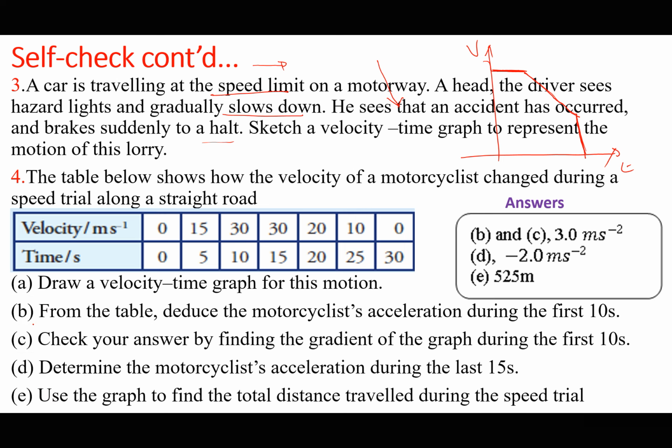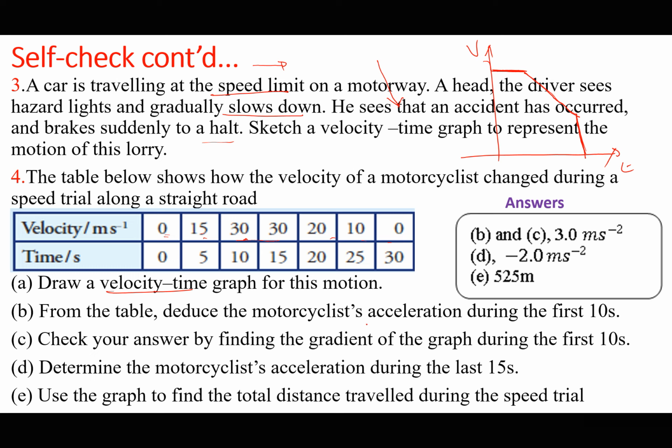And lastly, the table below shows how the velocity of a motorist changes during a speed trial along a straight road. Draw the velocity time graph. So you should be able to draw a velocity time graph. You notice that the velocity first increases from 0 to 15 to 30. It remains constant at 30. Then it starts decreasing, but there has been no change in direction. So it means it's decreasing but in the same direction.